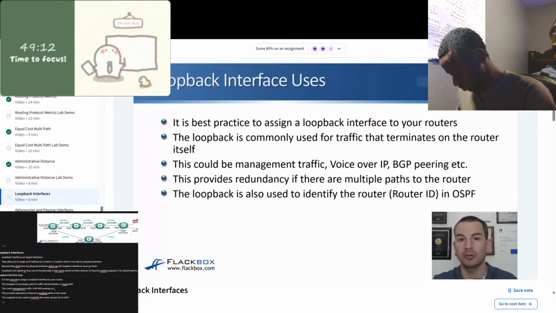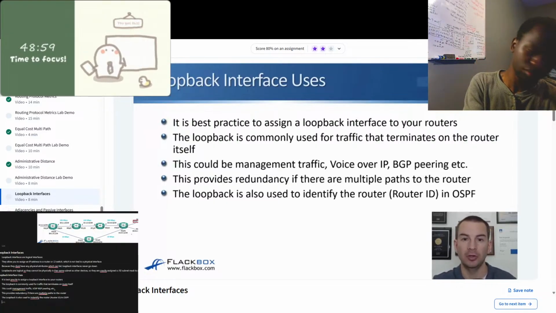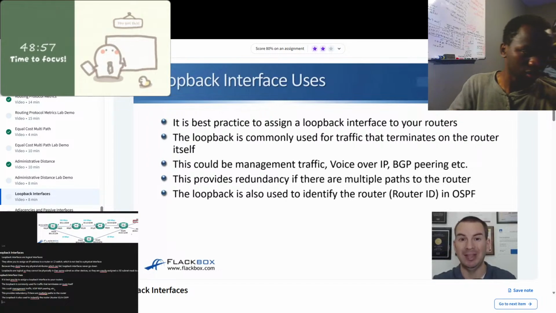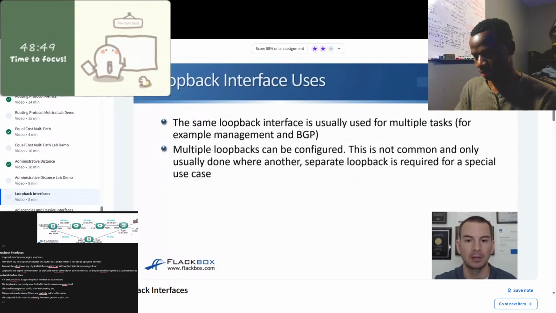The loopback is also used to identify the router in OSPF because the loopback address is used as the router ID. So you'll see this when we do the OSPF section. When you're looking at the OSPF database, etc., you'll see routers being identified by the router ID, which is the highest loopback address on that router.